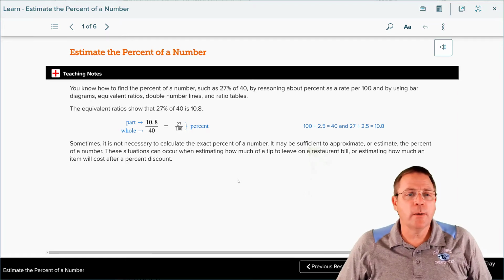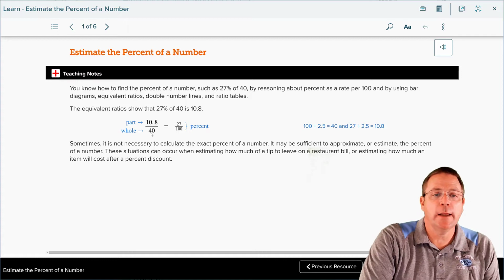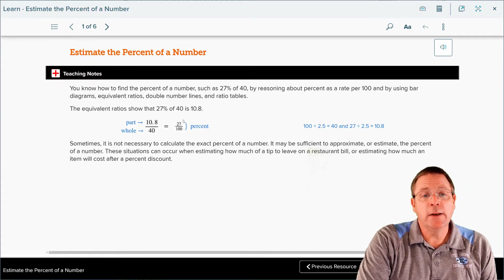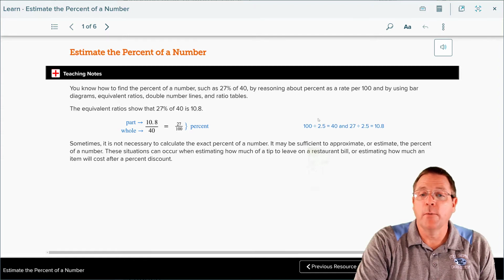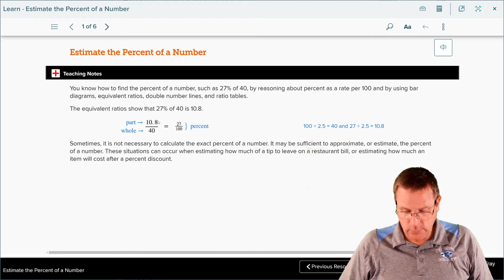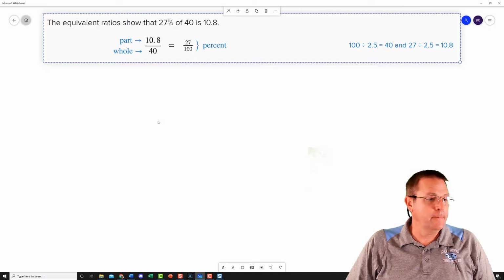So they've given us a problem. They've shown us the part 10.8 to the whole of 40 is equal to 27 over 100. How do they get that number? They said, well, what do we have to divide 100 by to get 40? And that was 2.5. It's a whole lot easier to go the other way into that. If you divide 100 by 40, you'd get the 2.5 that you needed. And then you'd say, well, 27 divided by 2.5, that is going to be the 10.8. Let me pause this and we'll do a screenshot so I can show you what I'm saying.